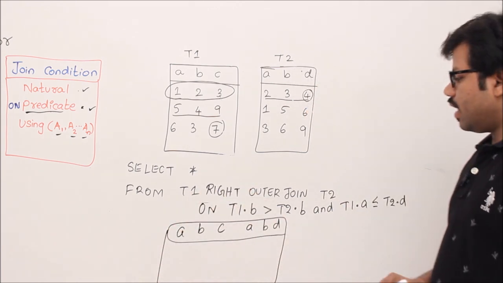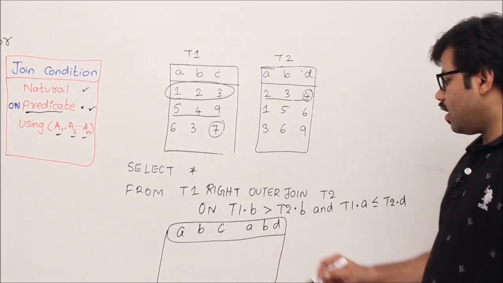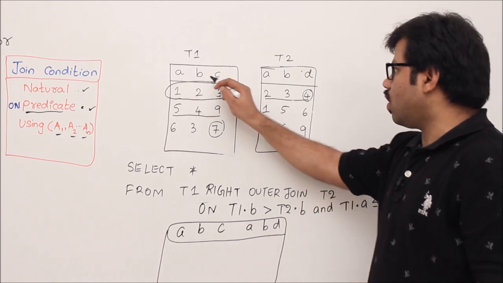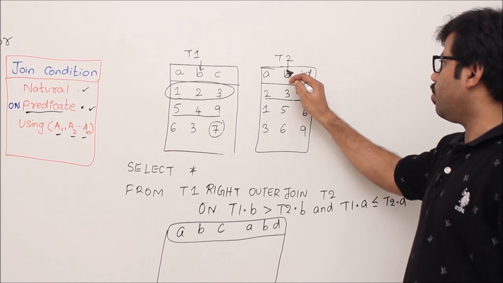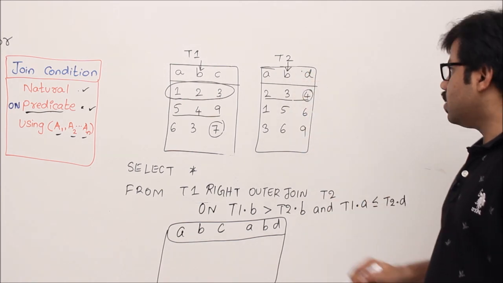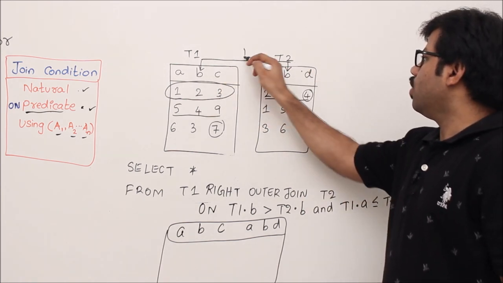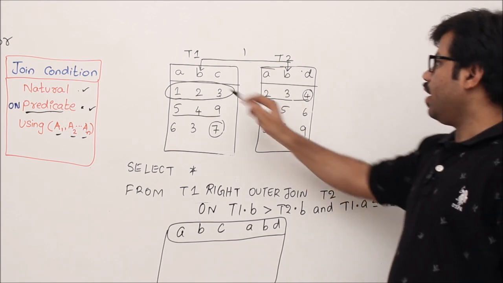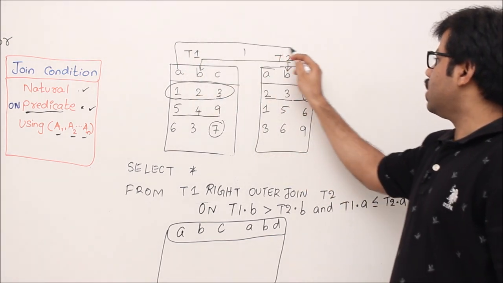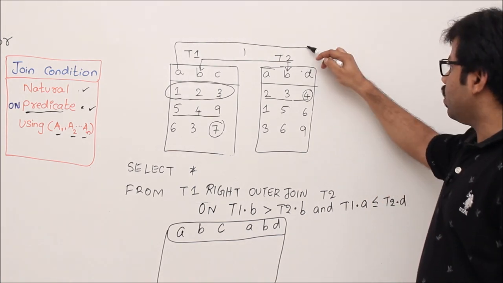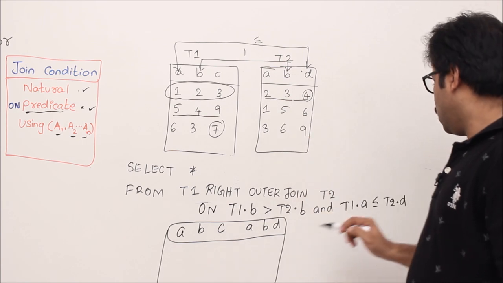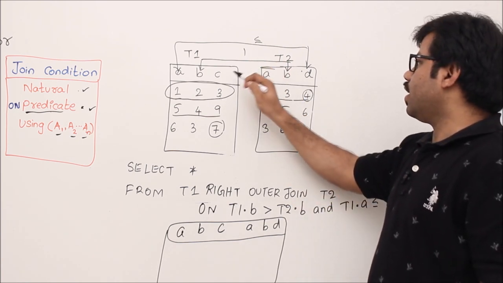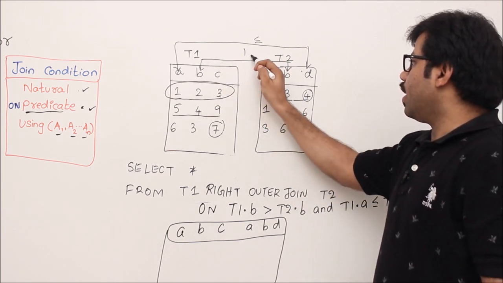Let's begin. Condition number 1, T1.B greater than T2.B. Let me mark the columns. So T1.B should be compared against T2.B. Second condition: T1.A, which is less than or equal to T2.D. These two conditions. So here we have the less than or equal to condition, and here we have the greater than condition, T1.B greater than T2.B.